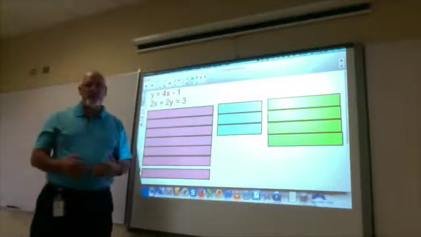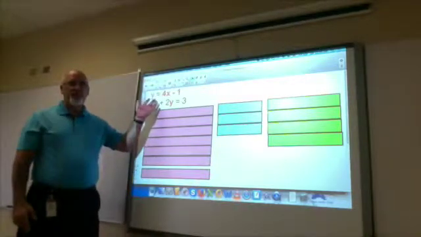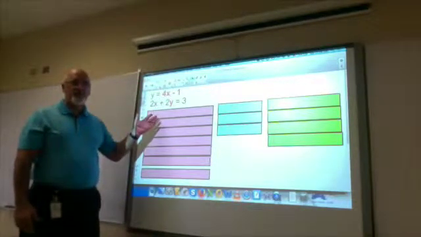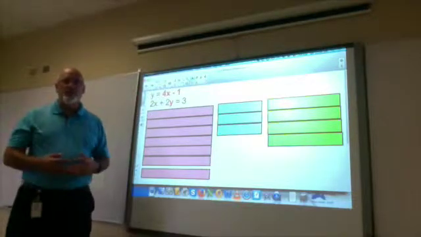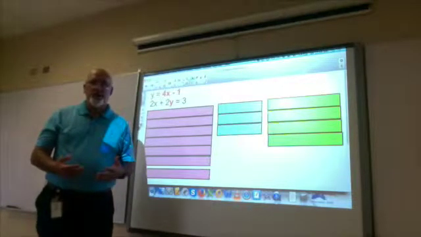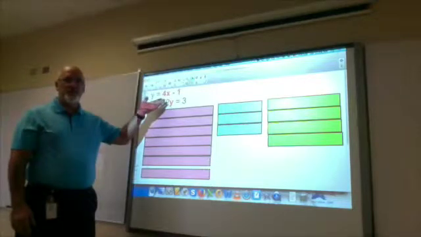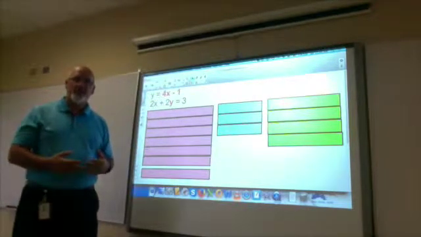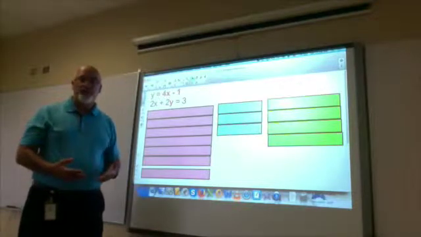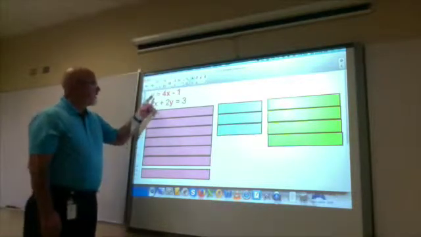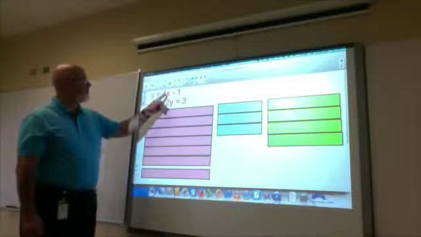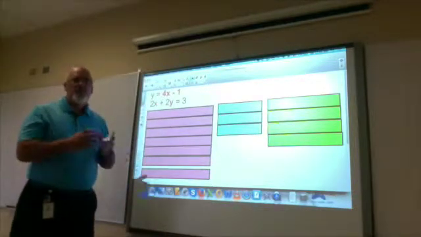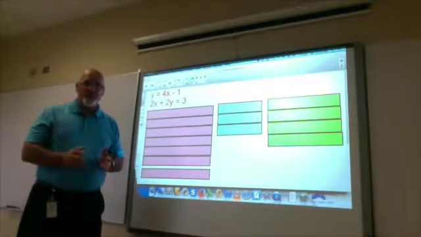We'll start out with a system of equations like this: y equals 4x minus 1 and 2x plus 2y equals 3. What we want to do is find an x and a y that we can put into both of these equations and come up with true statements. It has to be the same x and the same y that solves both of them. Well, if you notice, this says y equals 4x minus 1. Y is 4x minus 1.